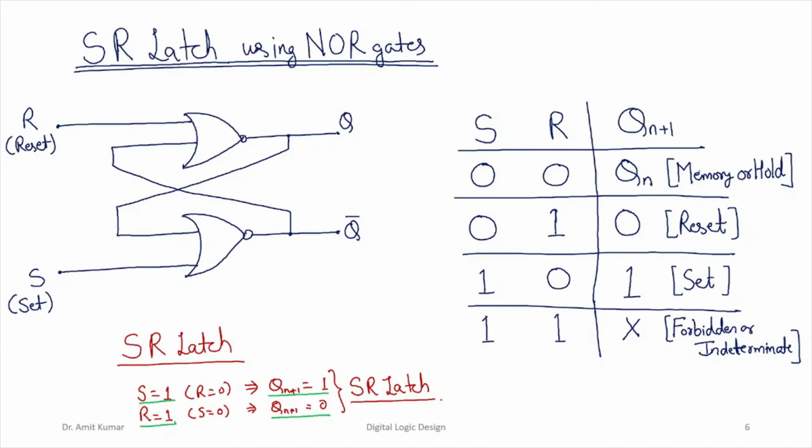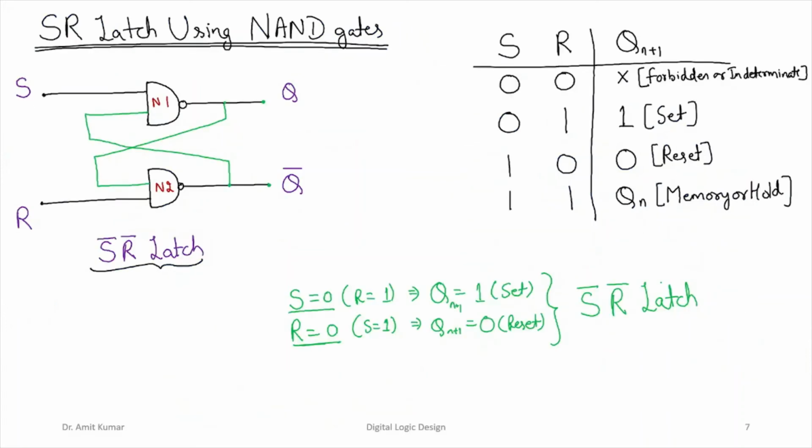0-0 results in the memory or the hold state. When R is 1, S is 0 will be the reset state. When S is 1, R is 0 will be the set state. However, in this case, when both of the inputs are 0-0, it results in the forbidden or indeterminate state.